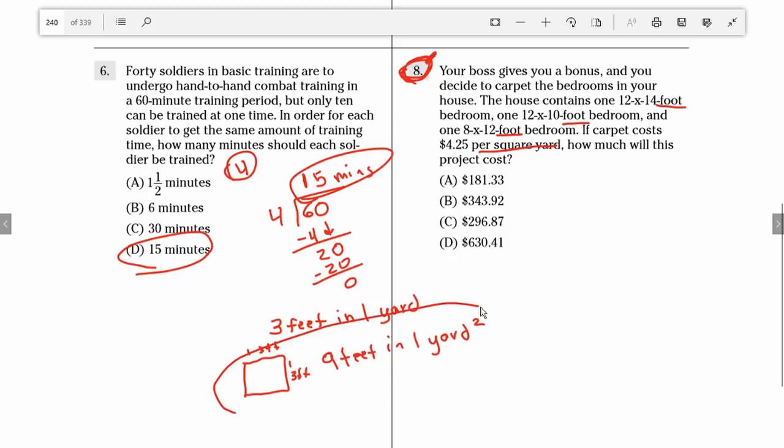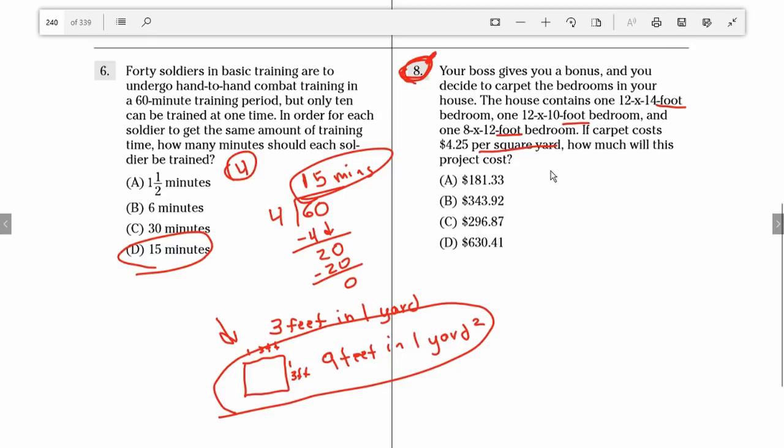So we're going to use this information once we get to a certain part in this problem to actually make a little conversion. So just stay tuned. Keep this in mind. And this is useful to know. 3 feet in 1 yard, most of you knew that. 9 feet in 1 square yard. If you didn't know how to make a little square here and figure that out, now you do, and this is very useful.